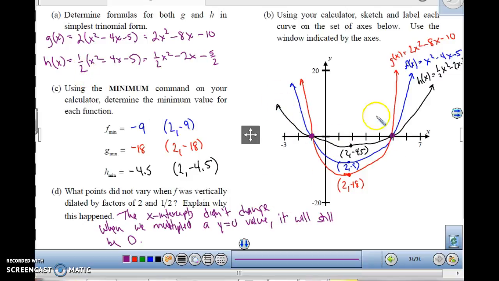It got flatter. That's as if you took it and pushed down on it. If you took the blue one and pushed down on it and flattened it out, it got wider. That is called a vertical compression.